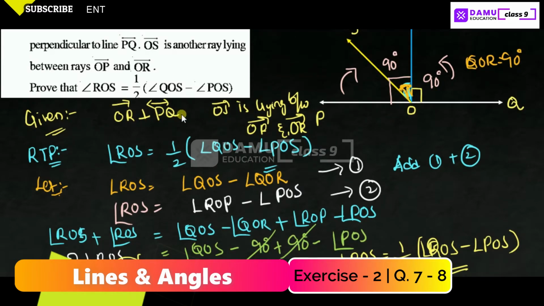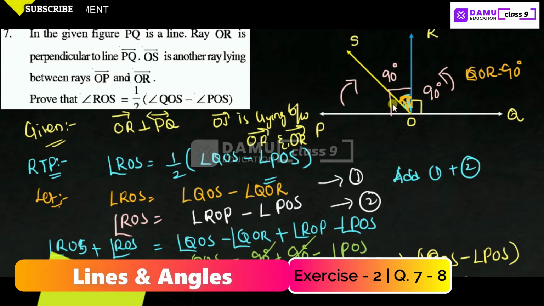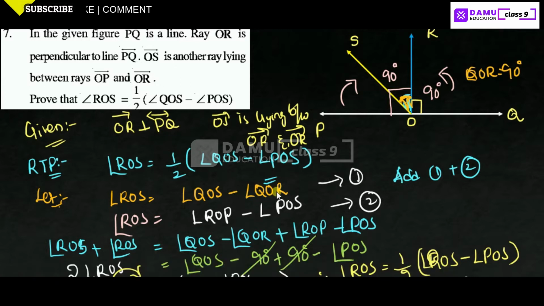So let's see what is given. Angle QOR will be equal to 90 degrees. Here, on the left side also, 90 degrees. So OR is perpendicular to PQ, and OS is lying between OP and OR. This side and this side is a between angle. Then what you can see, this is the angle of 45 degrees. So what we have to prove is angle ROS will be equal to half of the angle QOS minus angle POS.